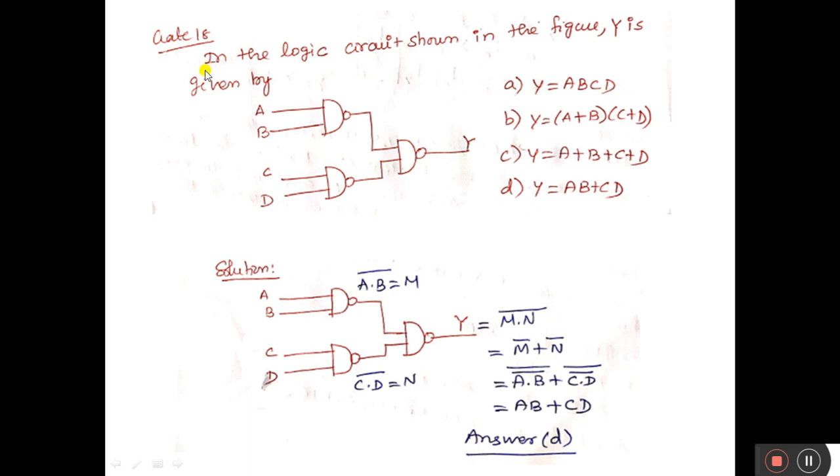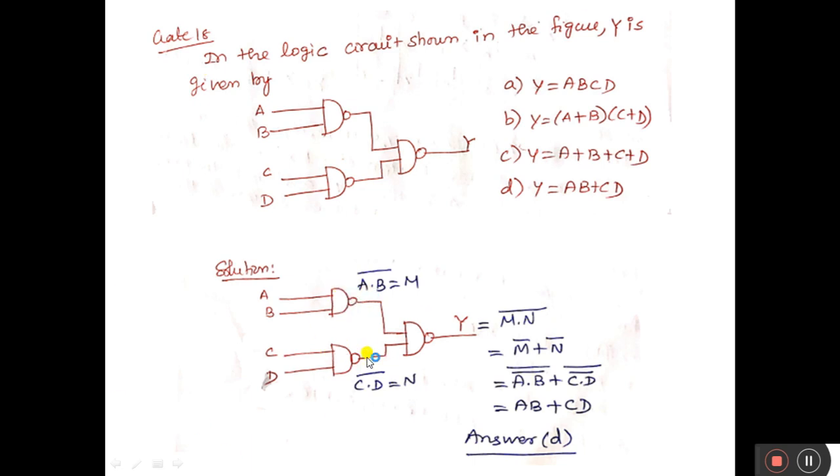GATE 2018. In the logic circuit shown in the figure, the output Y is given by: option A, Y equals ABCD; option B, Y equals A plus B into C plus D; option C, Y equals A plus B plus C plus D; option D, Y equals AB plus CD. So this is the given circuit.